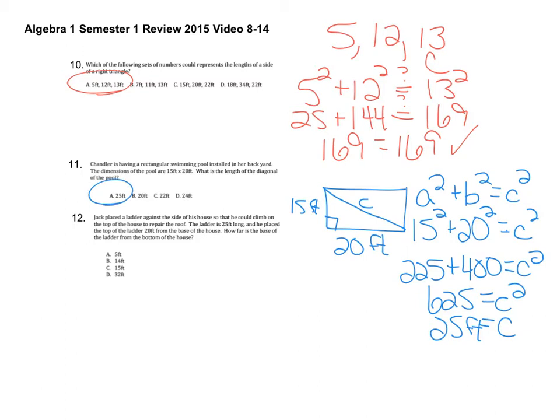Now for this next problem, Jack placed a ladder against the side of his house. So remember what this looks like. Here's his house. Here's the ladder. He's leaning a ladder up against the house. Hopefully that house makes a right angle with the ground. It says the ladder is 25 feet long. And he placed the top of the ladder, that's up here, 20 feet from the base of the house. How far is the base of the ladder from the base of the house?